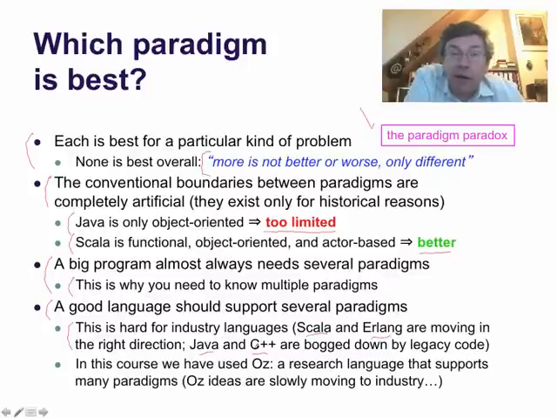They are trying. Adding lambda expressions to Java is a good idea, but it's very hard to do because of all the organizational constraints that have to be satisfied. So in this course, we used a research language called Oz. We did not use an industrial language. We used a research language exactly because it was designed in a well-factored way to support many paradigms, and because it did not have the legacy problem, it could do so.